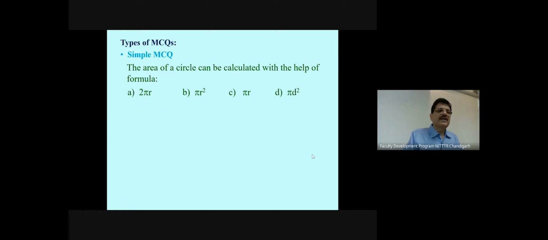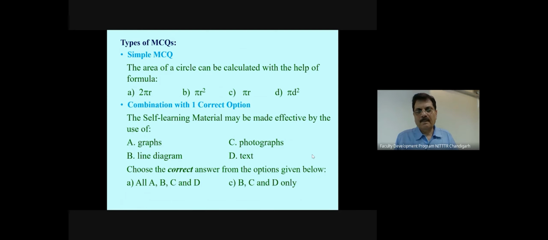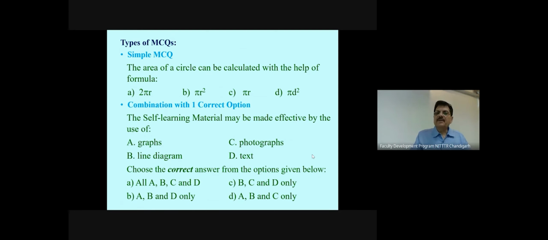Now types of multiple choice question. Firstly, simple multiple choice question means आपने sentence दिया and there are 4 options. Combination with correct option. The self-learning material may be made effective by the use of graphs, line diagram, photographs, text. So choose the correct answer from the options given below. All A, B, C and D, A, B and D only, B, C and D only, A, B and C only. So combination with 1 correct option. Okay.